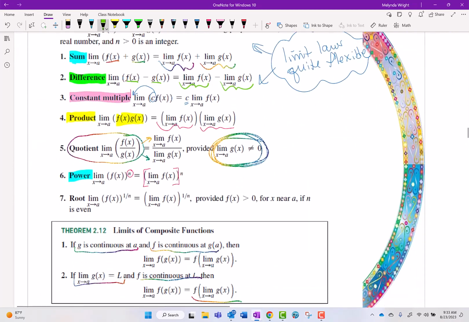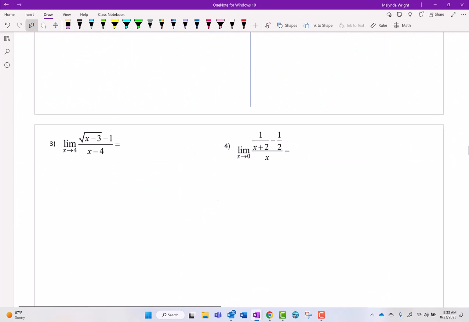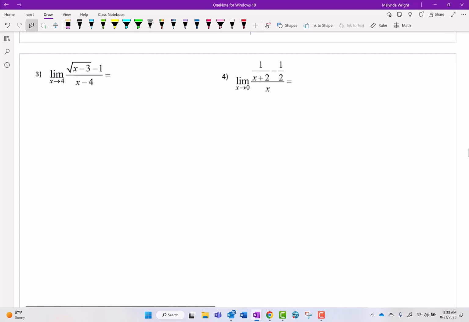All right, so let's go back. So are we okay on number 2? All right, wonderful. Let's keep moving. We have 2 more. All right, so here we go.